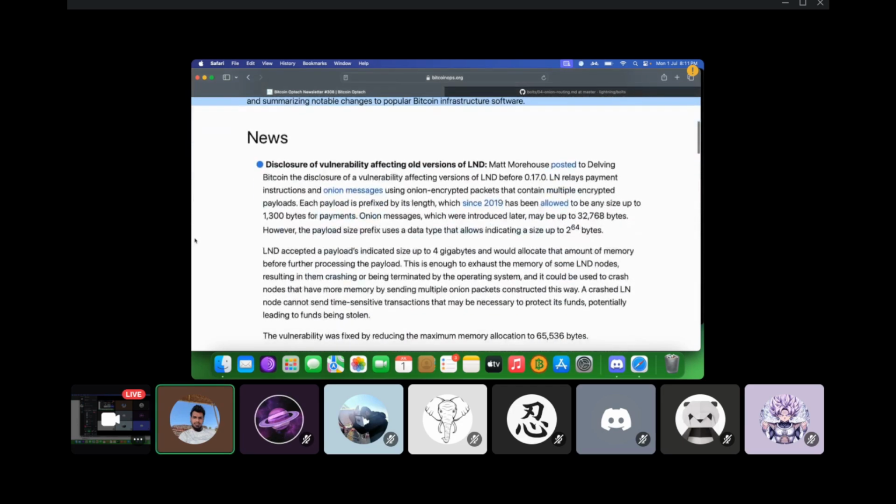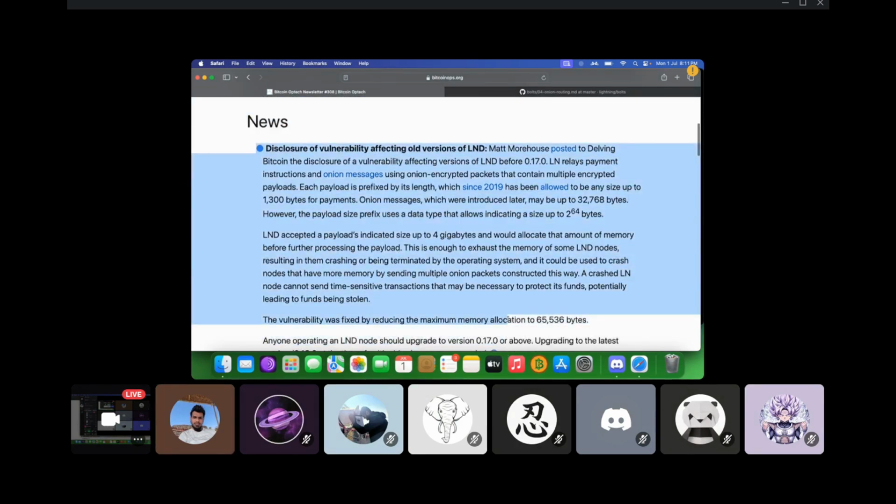So we'll start with the news section, and we will first discuss the first news article. It's titled Disclosure of Vulnerability Affecting Old Versions of LND. Matt Morehouse posted to Delving Bitcoin the disclosure of a vulnerability affecting versions of LND before 0.17.0.